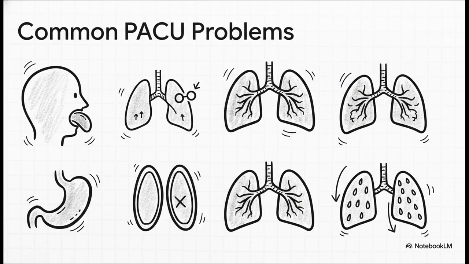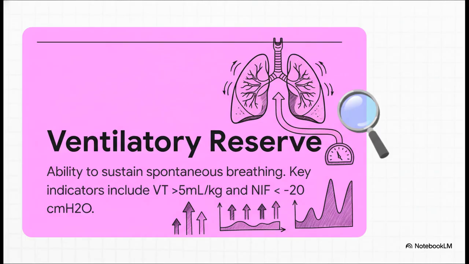These 7 issues are really the most frequent challenges we face in the PACU. Simple airway obstruction from the tongue falling back is incredibly common. Hypoventilation and hypoxemia follow from all the causes we just discussed. Then we have the more acute, dramatic events like laryngospasm and bronchospasm. And we must also be vigilant for the risk of aspiration and that fascinating phenomenon of negative pressure pulmonary edema, which can happen when a patient bites down on the tube and takes a huge inspiratory effort against a closed glottis.